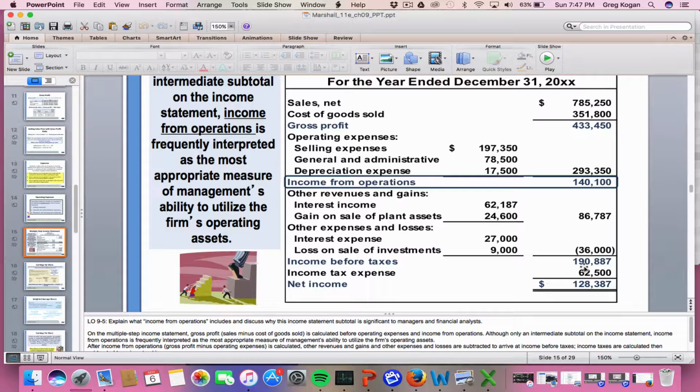And that's basically the main breakout that we want to notice: income before taxes. Notice we're breaking out gross profit, income from operations, and the gain on sale of plant assets. We're breaking out other revenues and gains and other expenses and losses. So it's showing you the core income of the business, and then it's showing you the non-core income and losses of the business, and tax is separate as well.